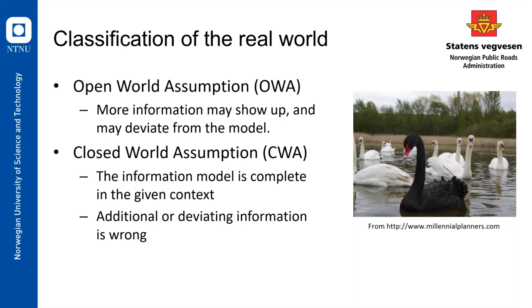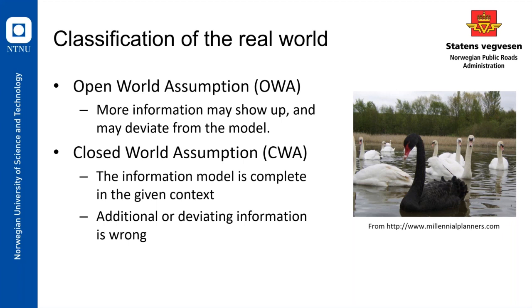While in a closed world assumption, the information model is complete in the given context. With the closed world assumption, we would say that all swans are white, and any black swan showing up would break the model. While in an open world assumption, a black swan showing up will only add information to the model. And the reason I'm saying this is because the real world changes.